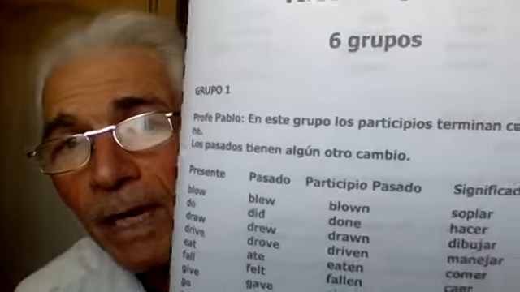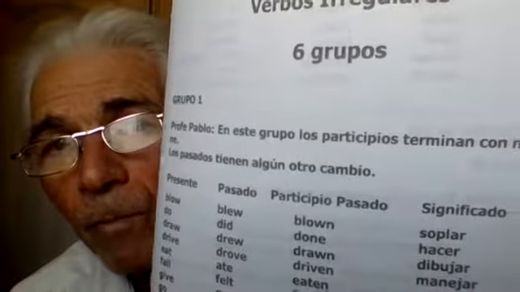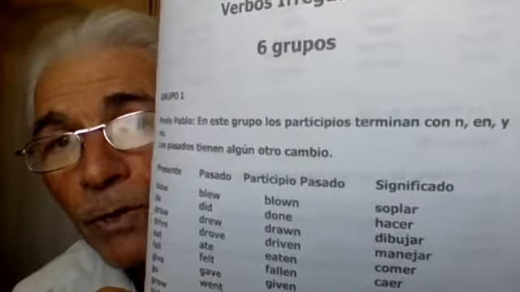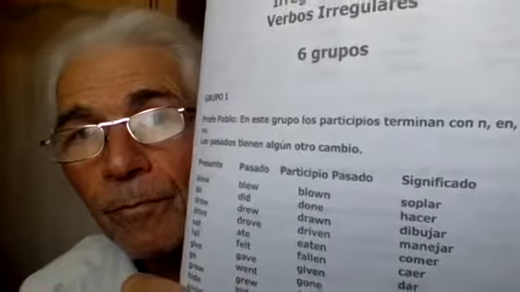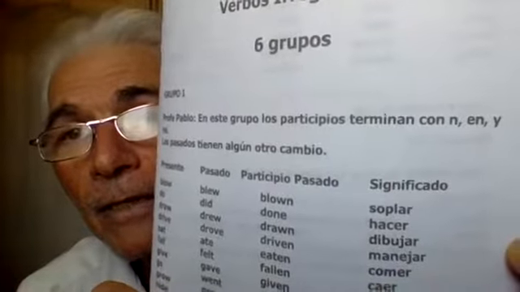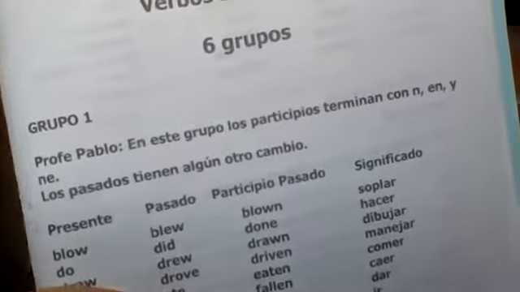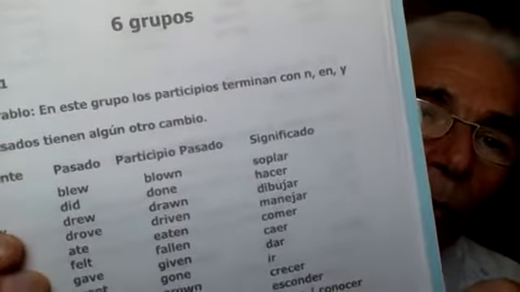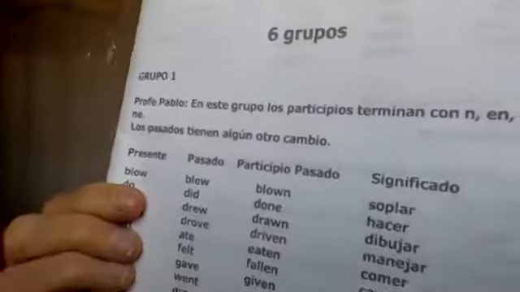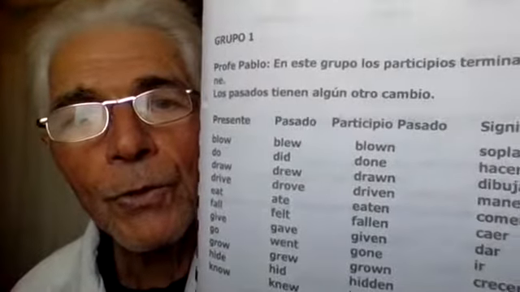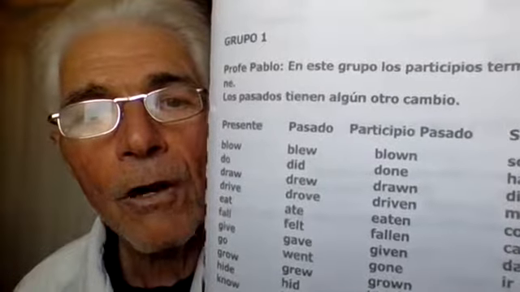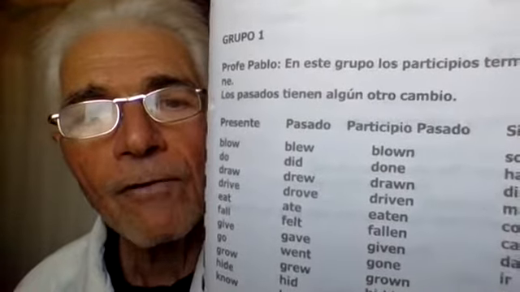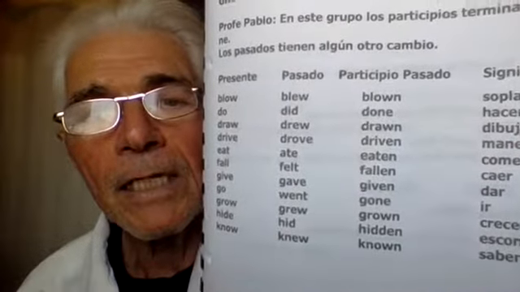So I explain the group. In this group, the past participles end in the letter N, E-N, N-E. Blow, blew, blown. Do, did, done. Draw, drew, drawn. Drive, drove, driven. And you get a little rhythm going there.